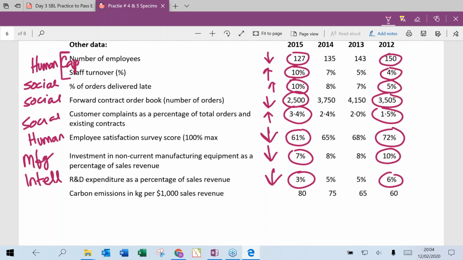Carbon emission in kg per $1,000 sales revenue. It was 60, now it's 80. It has gone up. Is this good or bad? It's bad because carbon emission is supposed to go down, not up. So this is natural capital. Okay, natural capital is the right word which is used by integrated reporting.